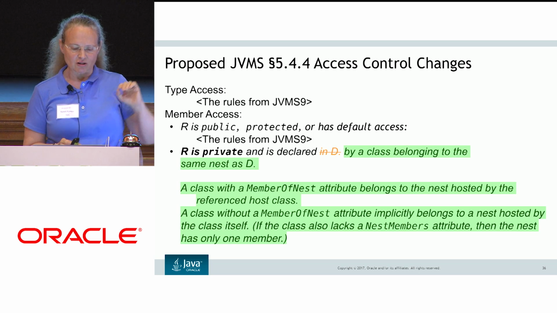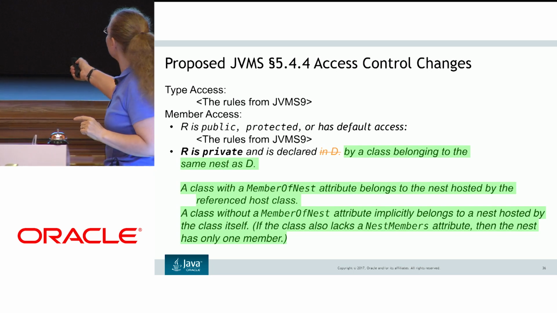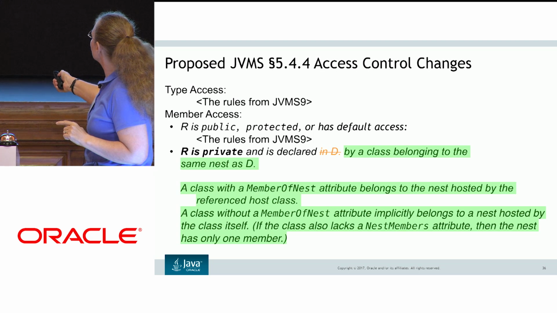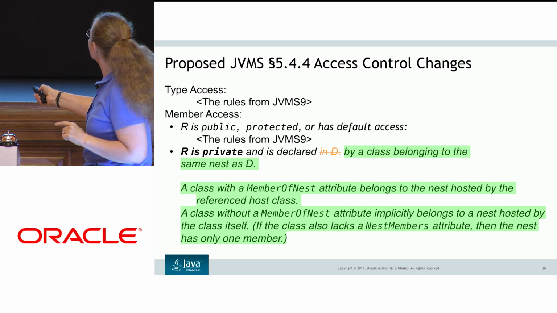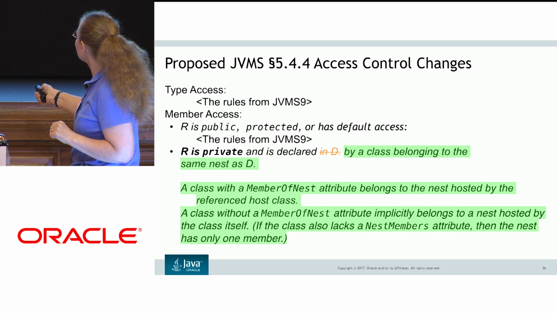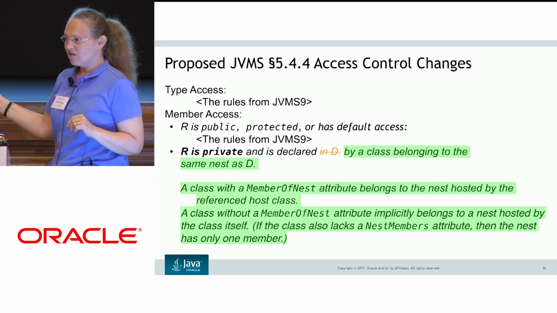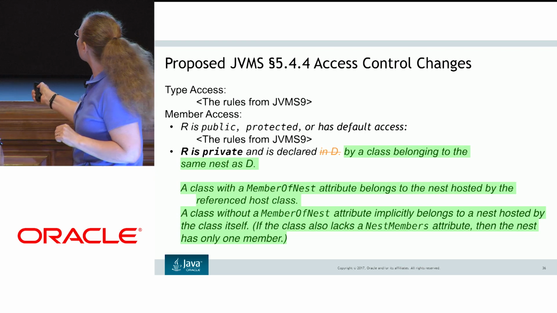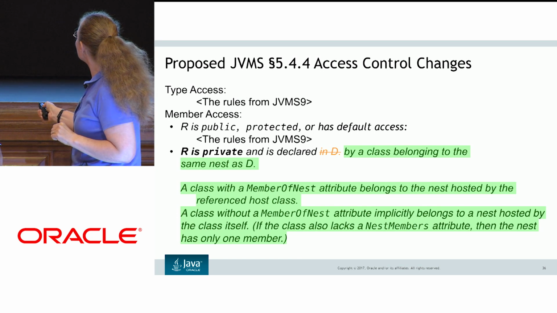The key message here is type access rules did not change. Sorry, there's supposed to be a space there. Member access for public, protected, and default did not change. What we're looking at is expanding the member access control rules for private, so that it can be accessed by any class belonging to the same nest.